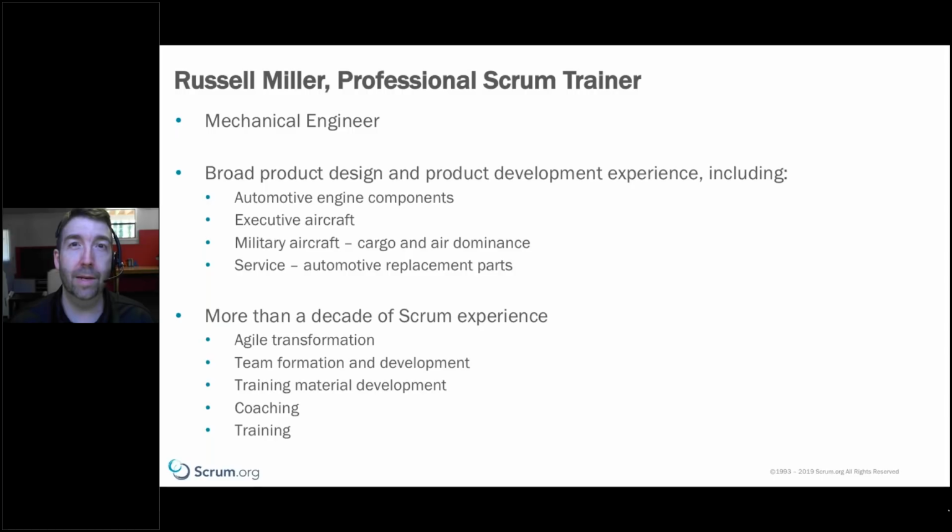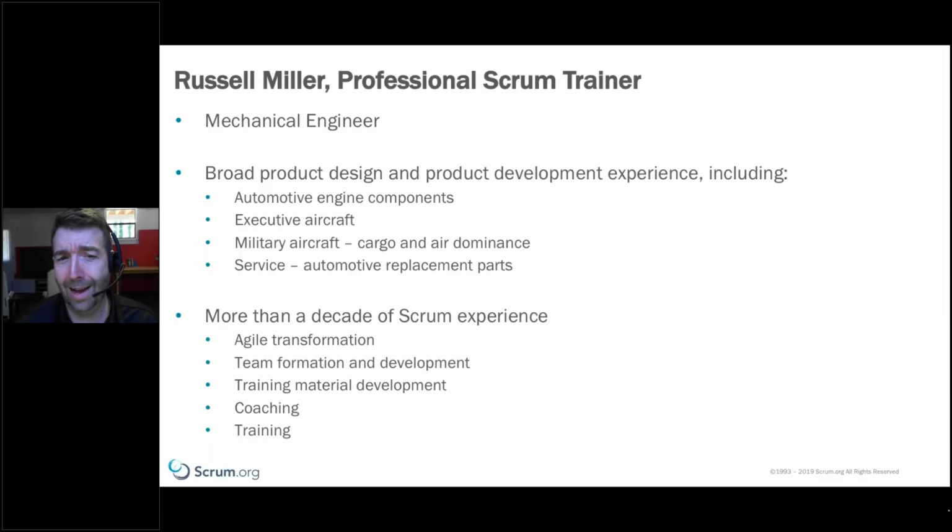My training is in mechanical engineering. My career experience has been varied. I worked initially as a product design engineer for physical product development, not software product development. I've worked in the auto industry on internal combustion engine components. I've worked in the aerospace industry on luxury aircraft, on military aircraft, both transport and air dominance fighter aircraft. And I've got experience in the service industry, in the supply and logistics around automotive replacement parts.